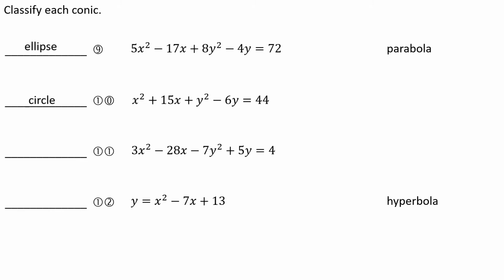Number 11, both the X and the Y are squared. Uh-oh, one of them's negative. I see a -7y squared. So that must be a hyperbola.